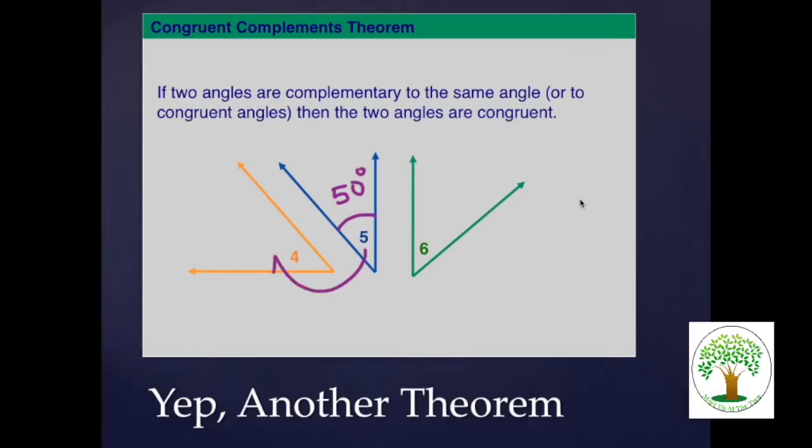If 5 and 4 are complementary, what does that mean for angle 4? 40 degrees. If angles 6 and 5 are also complementary, what does 6 have to be? 40. So now what do we know about 4 and 6? They're congruent. If two angles are complementary to the same angle, that meant that 4 and 6 were both complementary to 5. If they're complementary to the same angle or congruent angles, then the two angles are congruent. We're going to use these in some proofs so you can see how we can use them, but there's the congruent complements theorem.